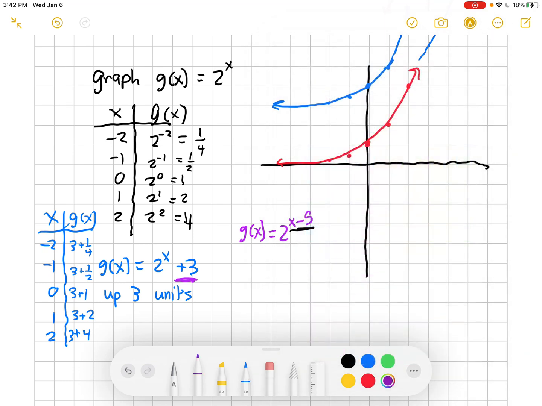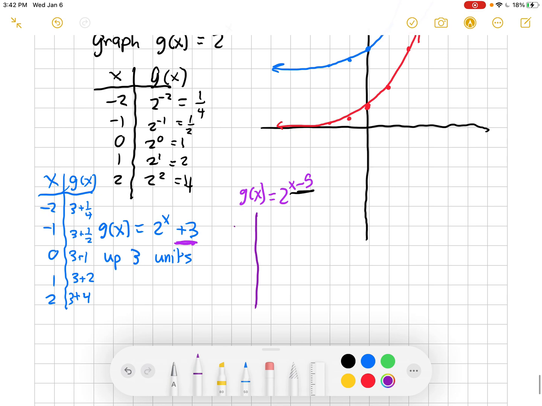We'll make our handy dandy little chart. So now we get 2, negative 2 minus 5, that's negative 7. Which I believe is 1 over 128. That's a very, very small number.